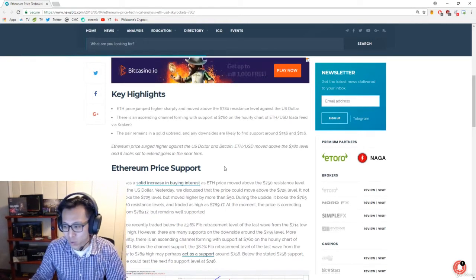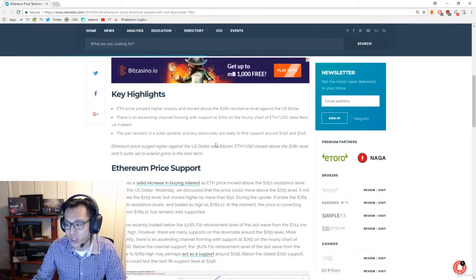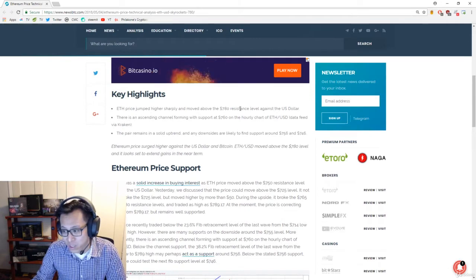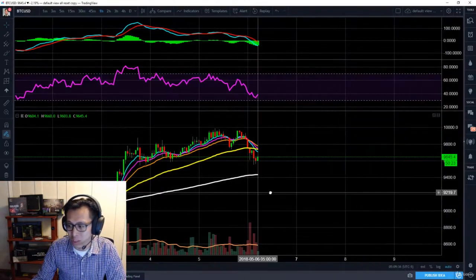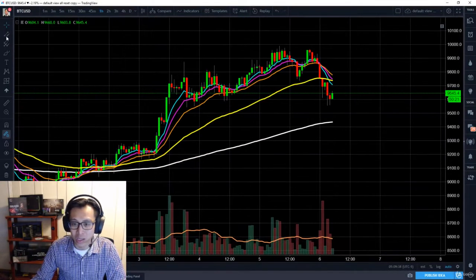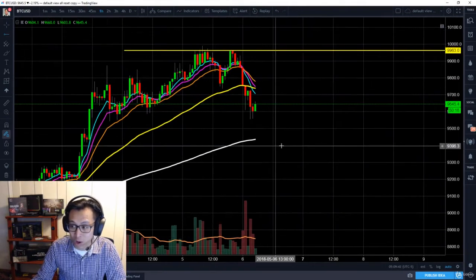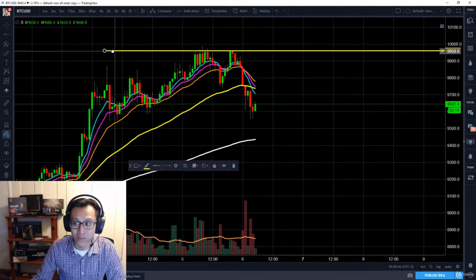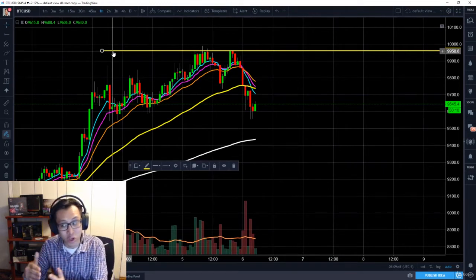All right, so what they're saying here is Ethereum price jumped higher sharply and moved above the $780 resistance level against the US dollar, right? So here they're talking about a resistance. What is a resistance? Let me show you guys. A resistance is basically a price where it's having a lot of trouble breaking. Think of it as an actual resistance, a place where it's having tons of trouble breaking.